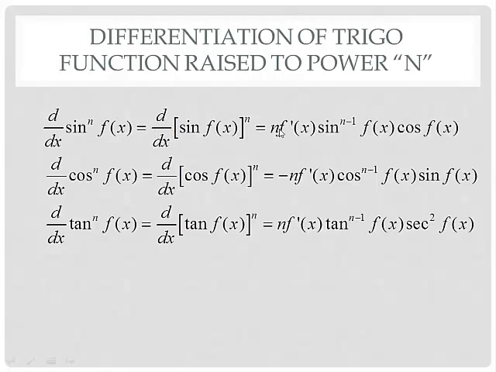Power comes down, then this power minus 1, then we differentiate inside the bracket, in which we get cosine fx, differentiate fx, in which you get f prime x, and you place it in front. For the rest of the Trigo functions, you will use the same rule. So let's go ahead and take a look at some examples.